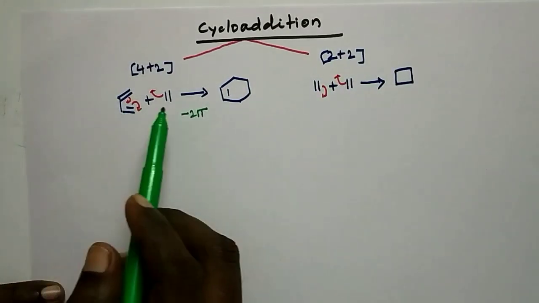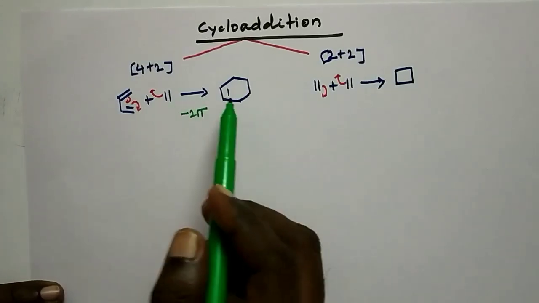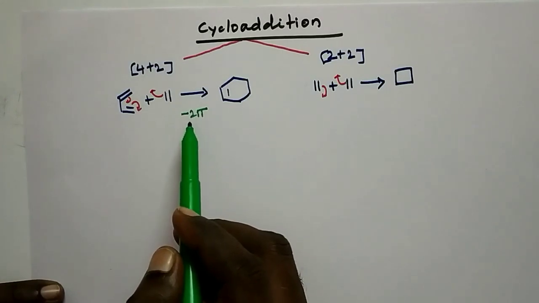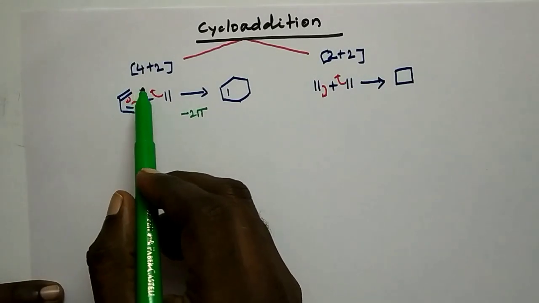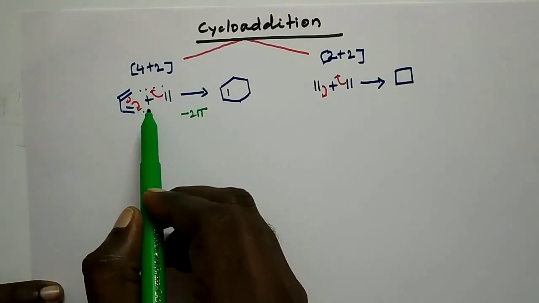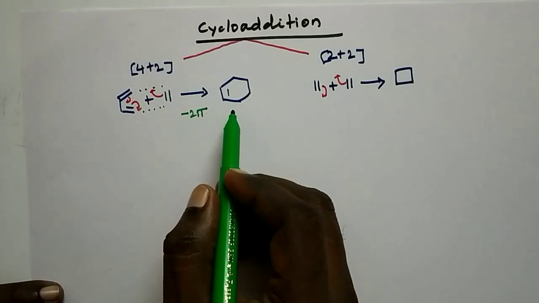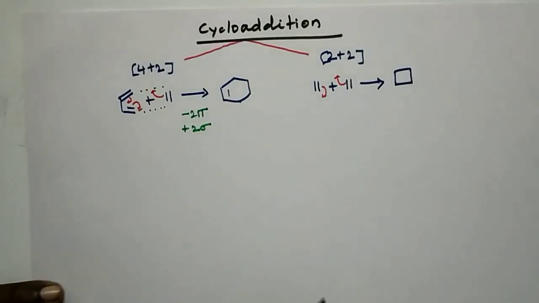And look at this 4 plus 2 cycloaddition. How many pi bonds? 3 pi bonds. In the product, 1 pi bond. That means we lost 2 pi bonds. And look at the sigma bond. One sigma bond is newly formed and here only one more sigma bond. That means total 2 sigma bonds are newly formed. That means 2 sigma bonds are gained.